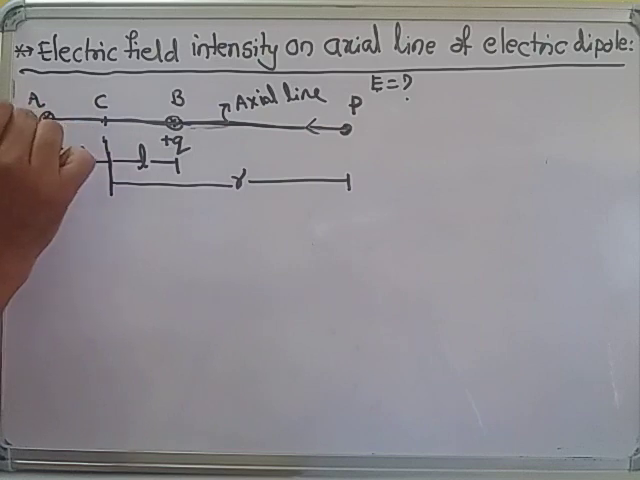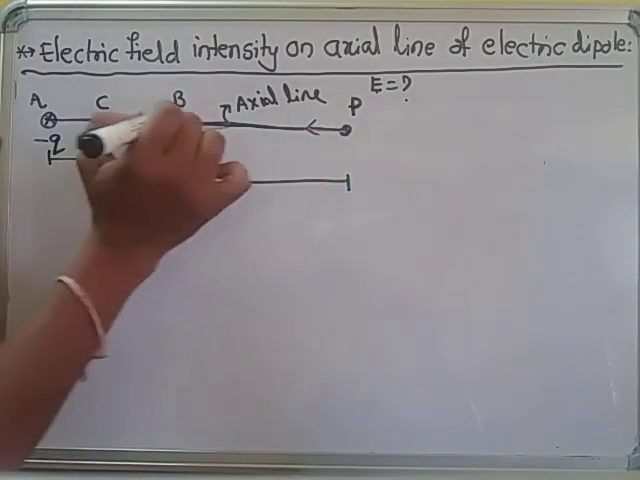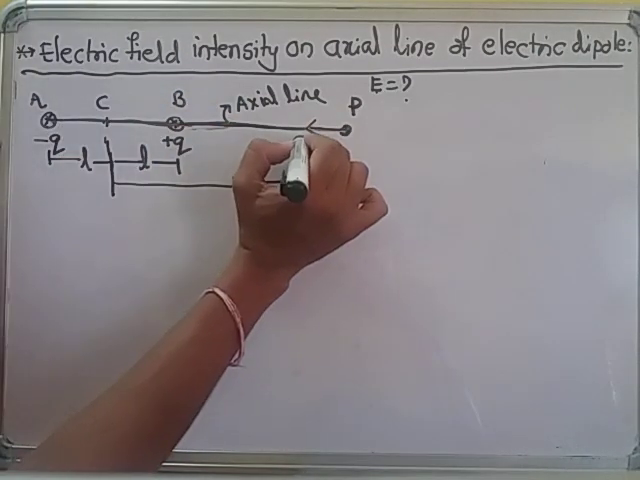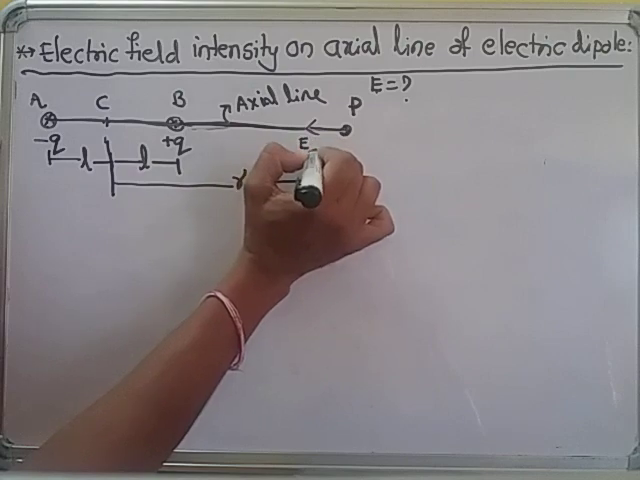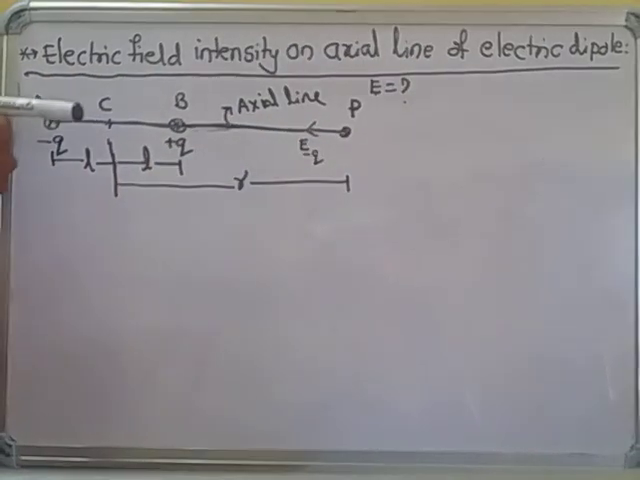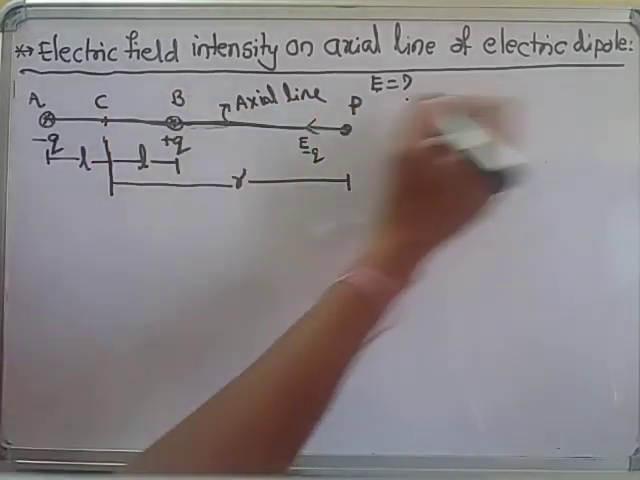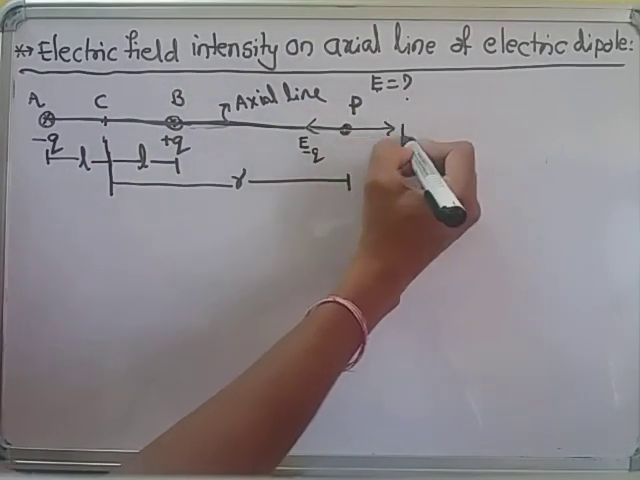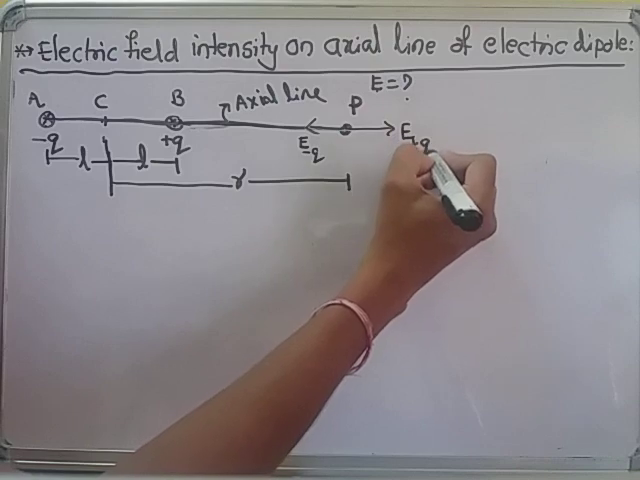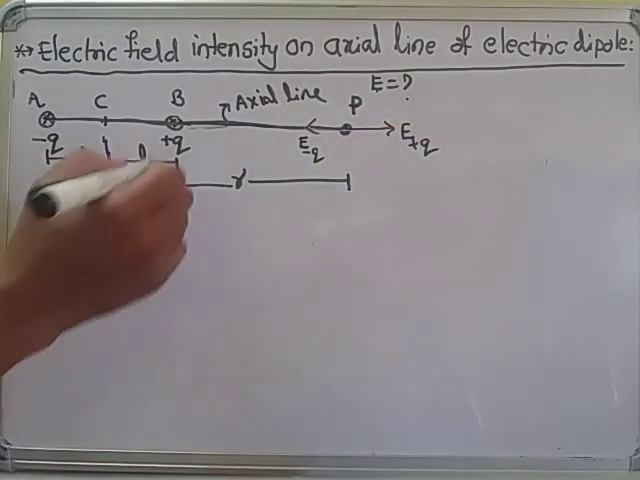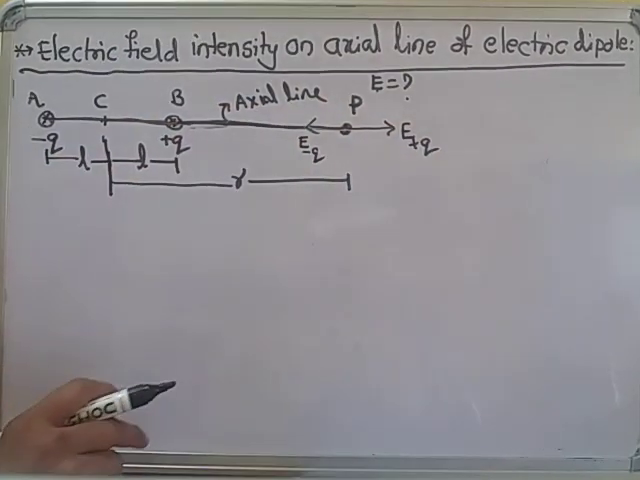Here electric field is there due to minus q charge, and here electric field is also there due to plus q charge. Electric field due to minus q charge will be on the left side, that is towards negative. Electric field due to positive charge plus q is away from the positive charge, meaning the right side. This is E due to plus q charge. Now the electric fields are in opposite directions.